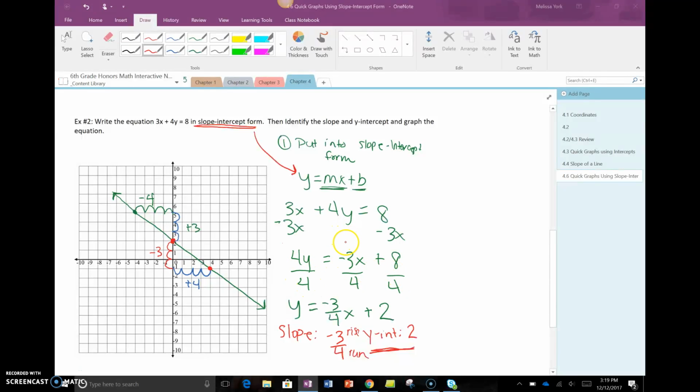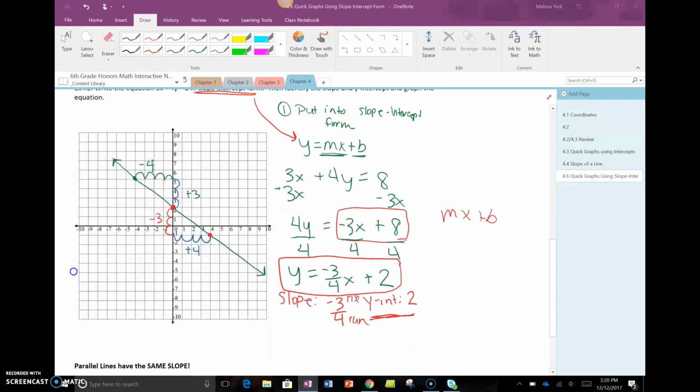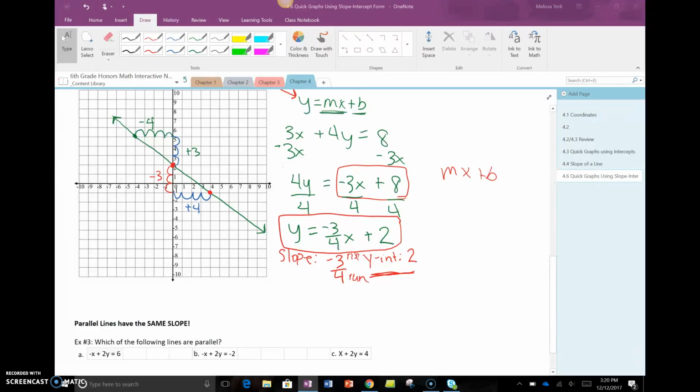I also divide by 4 my slope, that negative 3, and the 8. Notice I wrote it as negative 3x plus 8, and the reason I wrote it in this form is because it's in that mx plus b format. Okay, so I divide by 4 on each side. 8 divided by 4 simplifies to 2. Negative 3/4, it cannot simplify any further, so we just leave that. So now I have the equation written in slope-intercept form, which is y equals negative 3/4 x plus 2. So now I can graph this.